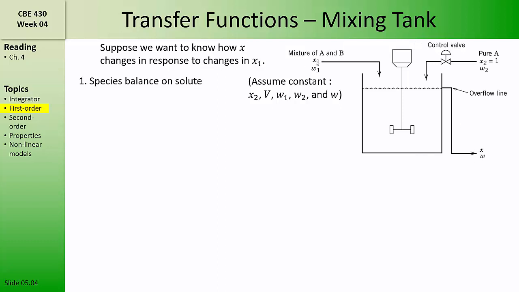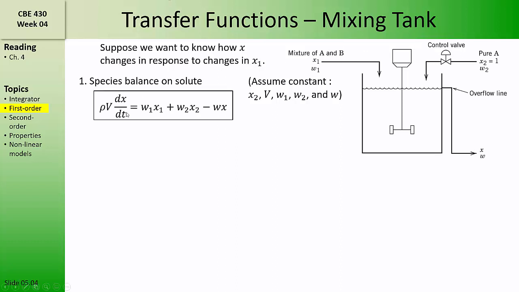Consider this mixing tank, and suppose we want to know how the effluent composition X changes in response to changes in X1, the composition of incoming stream 1. The species balance on the solute says that the accumulation of solute in the tank is equal to the rate at which solute enters the tank minus the rate at which solute leaves the tank.